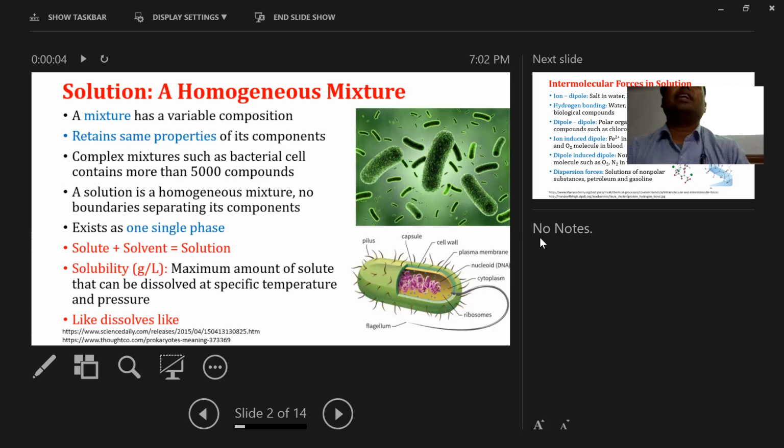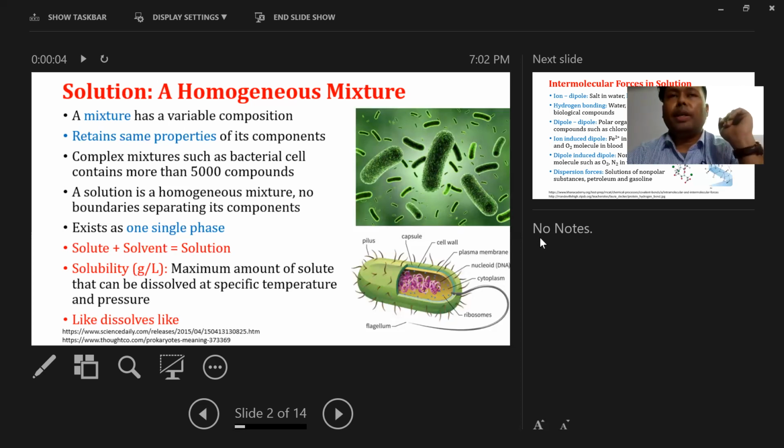Why are we considering that specific temperature and pressure? Do you have any idea? Why have we mentioned that the maximum amount of solute that can be dissolved at a specific temperature and pressure? I think if the temperature is high, it will dissolve more. Yes. So if you want to define solubility, you need to mention both the temperature and pressure.